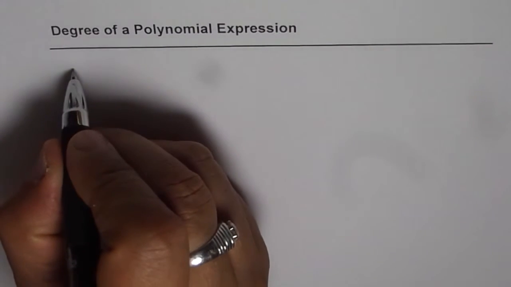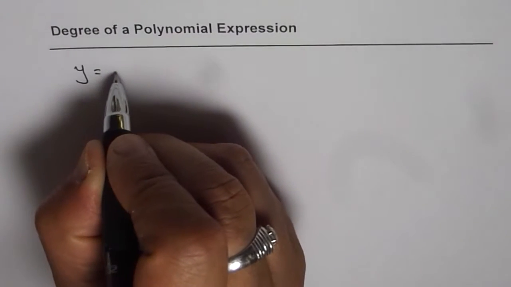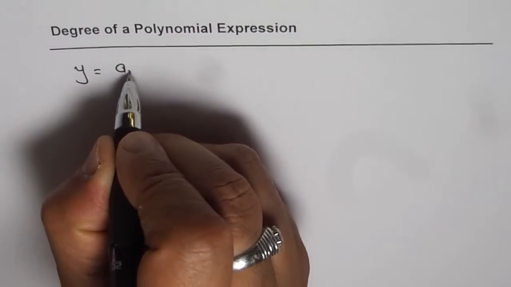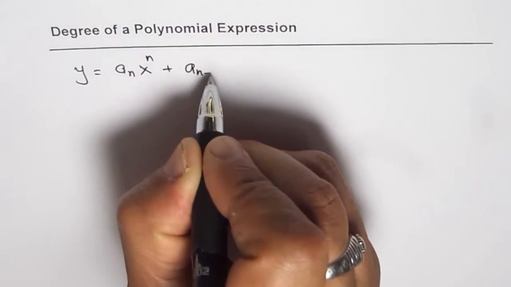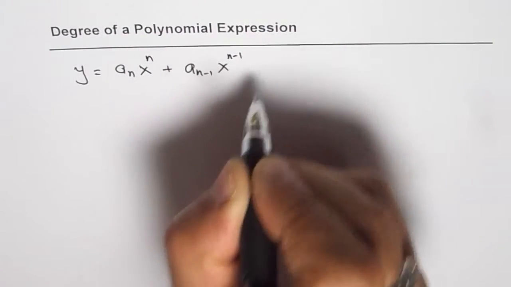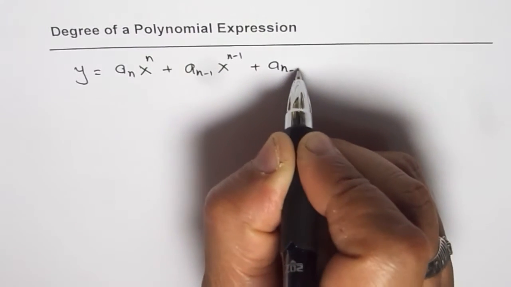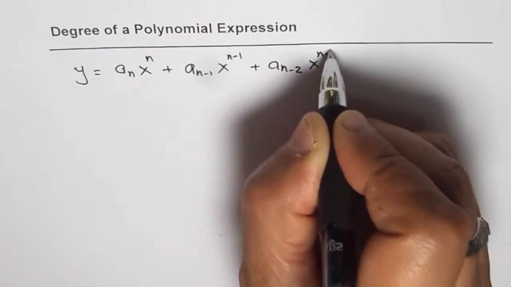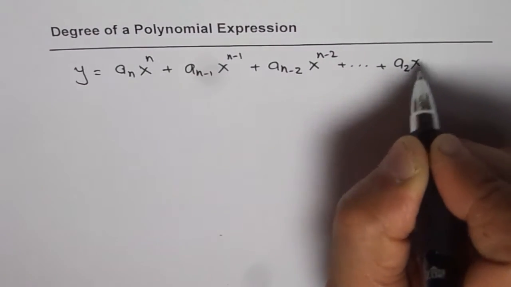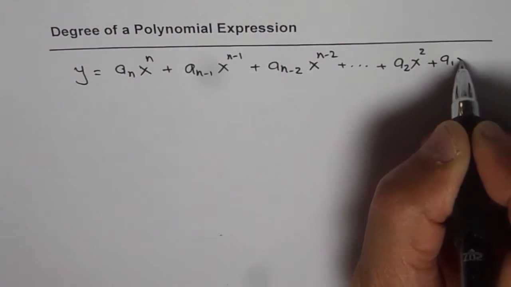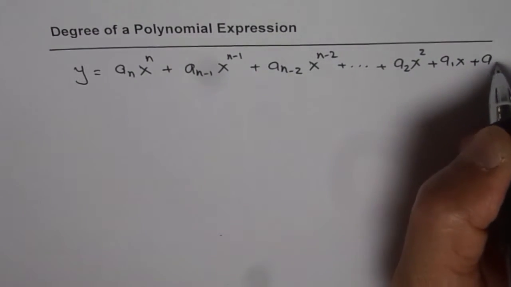Let us try to understand how to find the degree of a polynomial expression. As you know, polynomials are written in the form of y equals a_n x to the power of n plus a_(n-1) x to the power of n minus 1 plus a_(n-2) x to the power of n minus 2, and so on, like a_2 x squared plus a_1 x plus a_0, right?